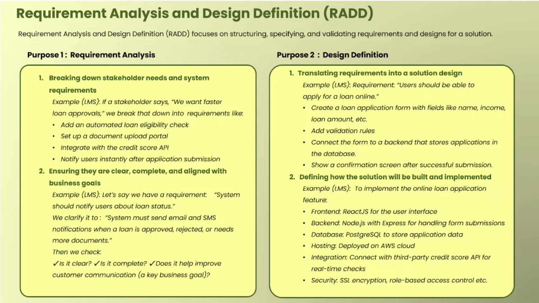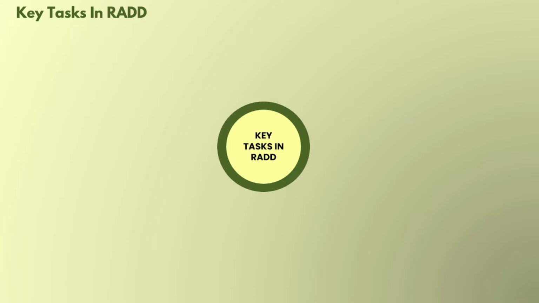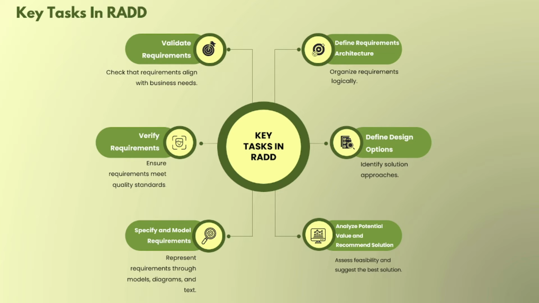Now we will go much deeper into the RAD. Key tasks in RAD. First I will read them out and then we will go into detail one by one. First key task is specify and model requirements. Second is verify requirements. Third is validate requirements. Fourth is define requirements architecture. Fifth is define design options. And finally, analyze potential value and recommend solution. Now it's time to see each task in detail.